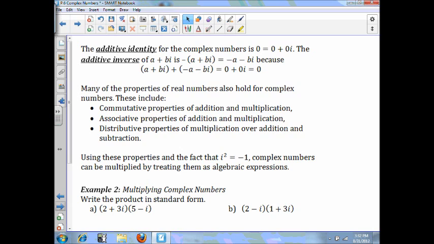Now the additive identity for the complex numbers is 0 equals 0 plus 0i. The additive inverse of a plus bi is negative a minus bi, because a plus bi and negative a minus bi will give you 0. Many of the properties of real numbers also hold for complex numbers. These include the commutative properties of addition and multiplication, the associative properties of addition and multiplication, and the distributive properties of multiplication over addition and subtraction. We'll get into that. The one big thing that we need to remember, though, using these properties, is the fact that i squared equals negative 1.